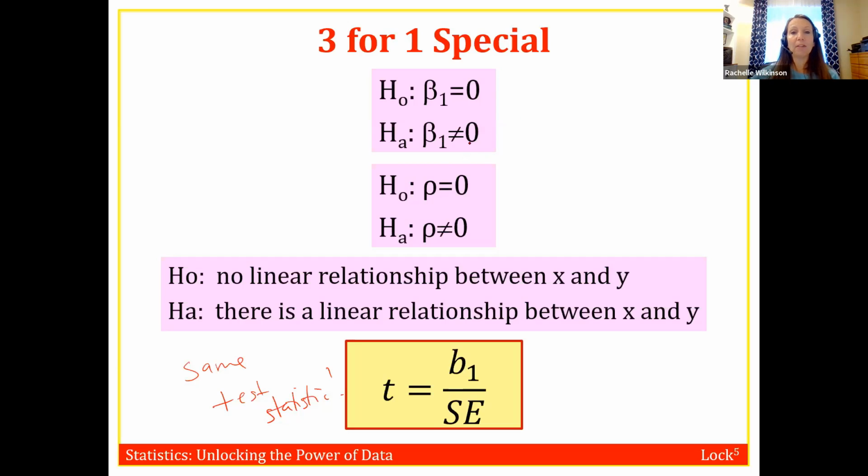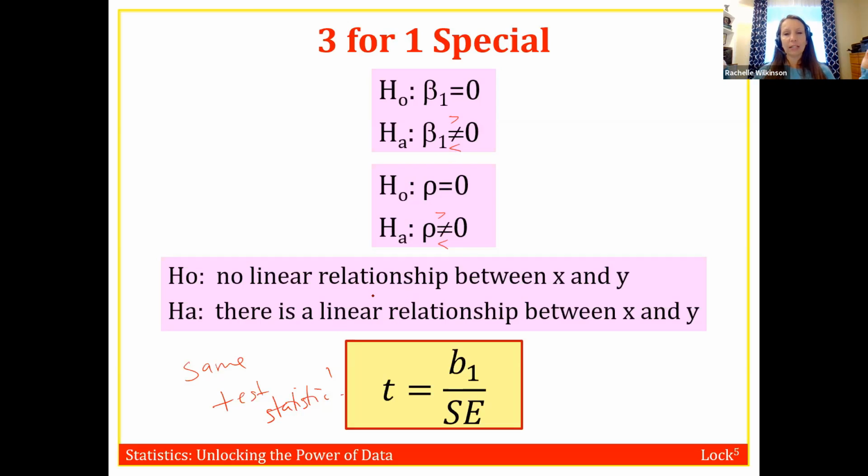And if I look at my hypotheses here, these are all 2-sided hypotheses, but I could do this 1-sided as well. We could use greater than or less than for either of these. And on this bottom one here, if I wanted to say there is a positive linear relationship or a negative linear relationship, that would make it a 1-sided test. So it's possible to do 1-sided or 2-sided tests with this.